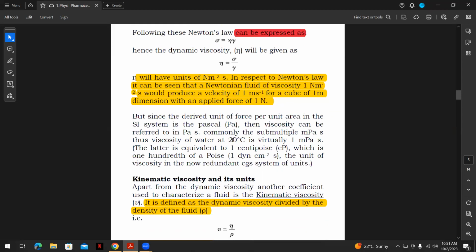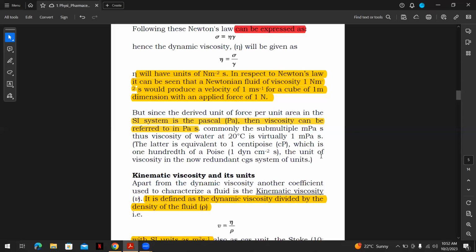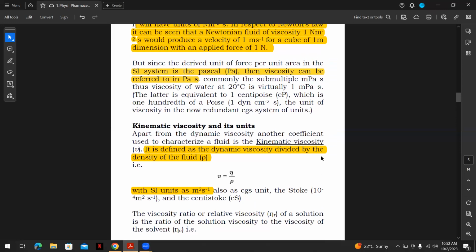This paragraph is just talking about the SI system, which is the Pascal, then viscosity can be referred to as Pascal per second. So you need to know the SI unit for viscosity is Pascal per second. I think this is important because it can be asked in the MCQs. What is the SI unit of viscosity? Pascal per second. So that is dynamic viscosity.